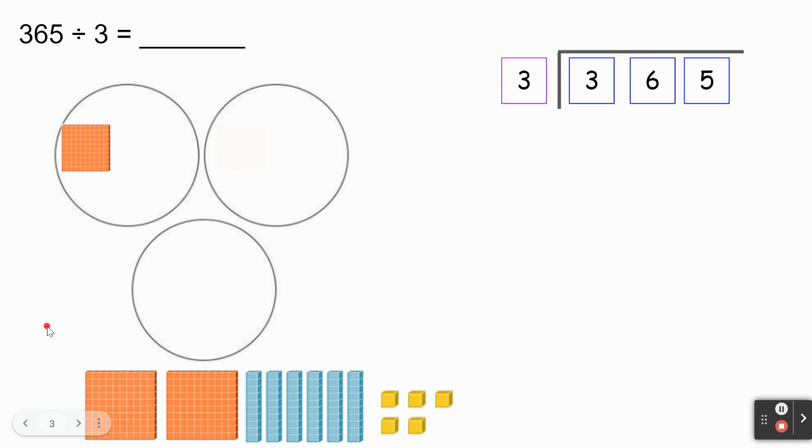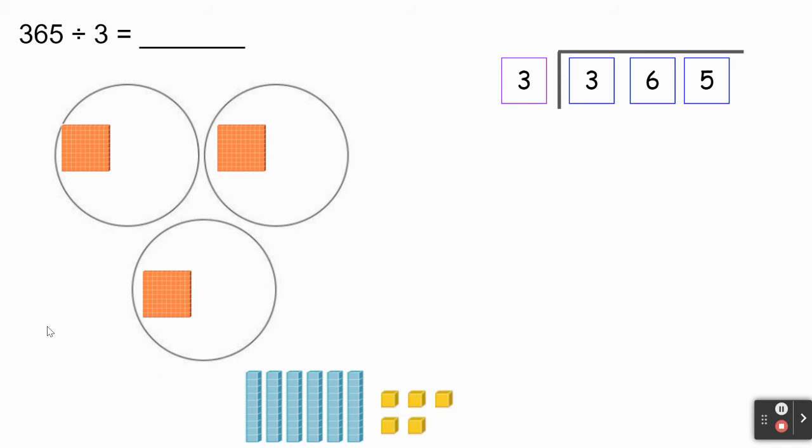So we're going to give each group one flat at a time until we don't have enough to share evenly. We're out of flats, so we know that we're done sharing. We can see that inside each group, there is one flat. So we're going to represent that by the 1 up here. Another way we could have gotten this 1 without using base 10 blocks is by asking ourselves, what can we multiply by our divisor 3 to get closest to 3 without going over? Well, we know that 1 times 3 equals 3. So that gets us closest to our 3 hundreds that we had to share.